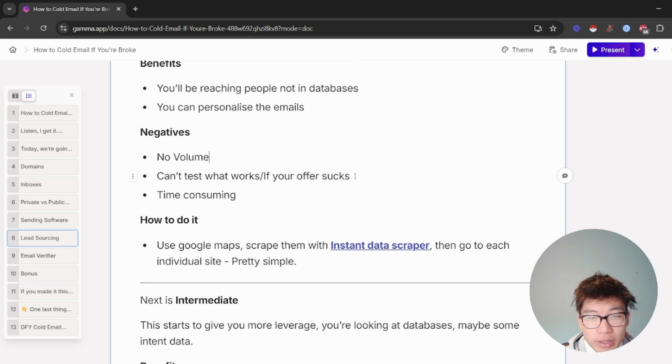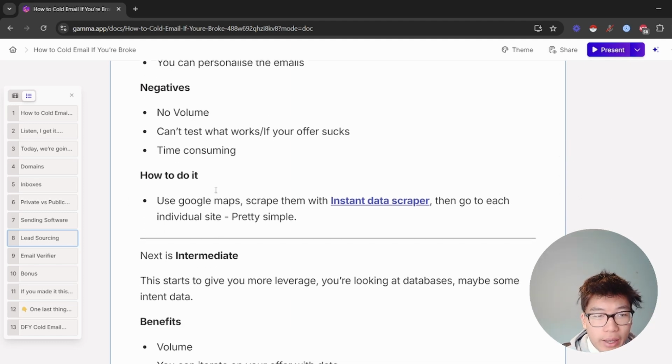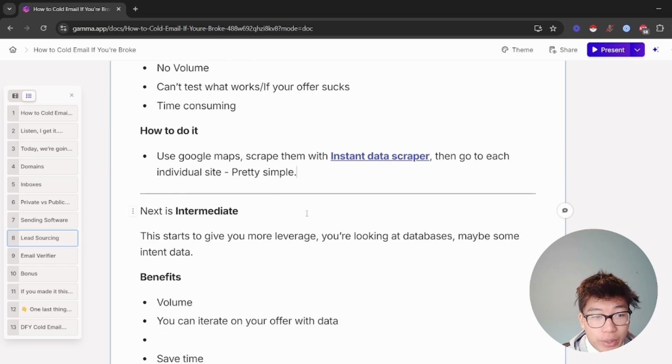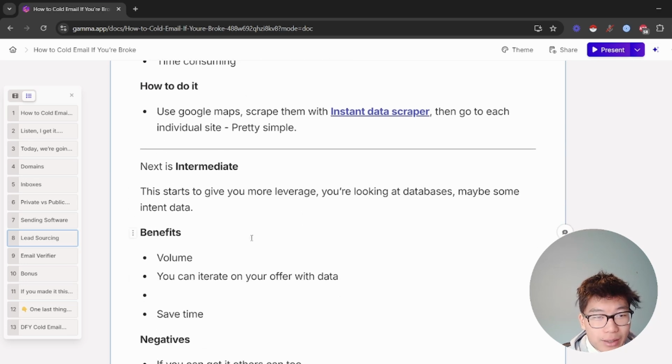So you can't test what works if your offer sucks. Generally, the way it works is you'll be getting feedback from the market. If you send 1,000 emails, you'll know if people want or don't want your stuff. But you can't do that with this. And then it's also time consuming. So I've gone through that. So how to do it: use Google Maps, scrape with Data Scraper, and then go to each individual site. Pretty simple.